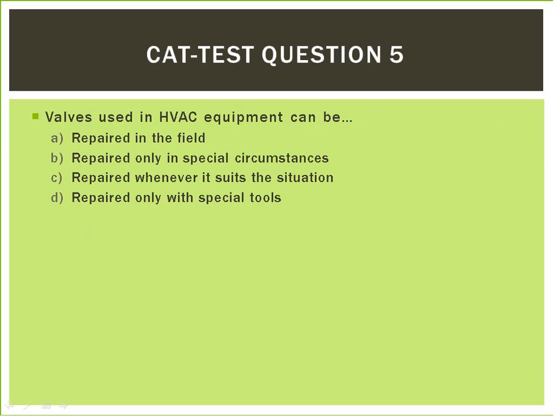CAT test question number 5. Valves used in HVAC equipment can be A, repaired in the field, B, repaired only in special circumstances, C, repaired whenever it suits the situation, or D, repaired only with special tools.